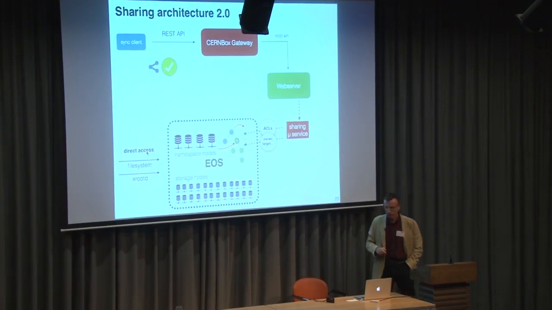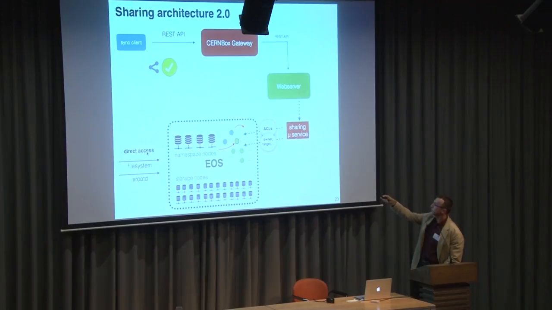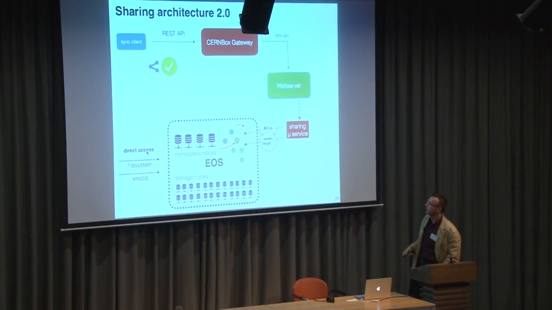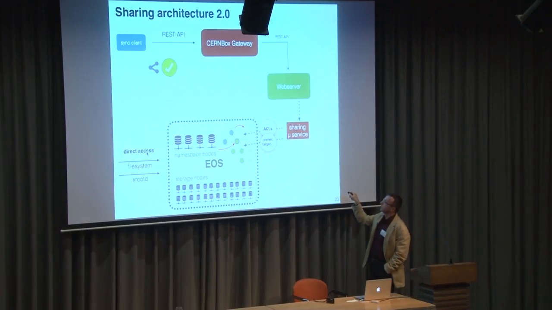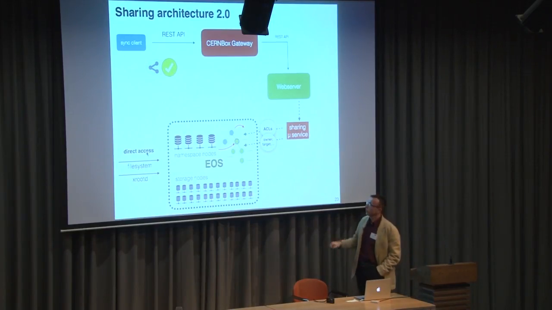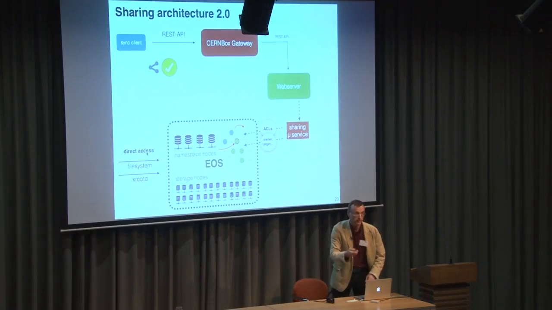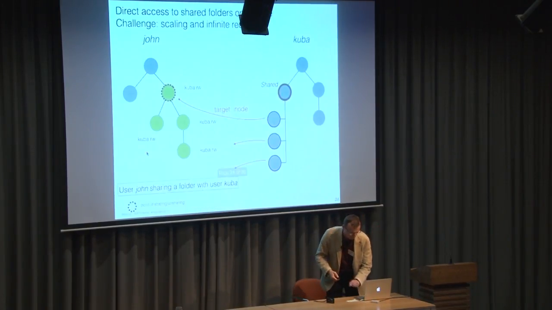So the way we would like to improve that is that we will put a small sharing service here, again accessible via the REST API. However, we will store on the storage not only the ACLs, but also the information about the shares themselves. So you can think of this as a kind of symbolic links if you want. This is actually a very similar idea to what was presented for Dcache.